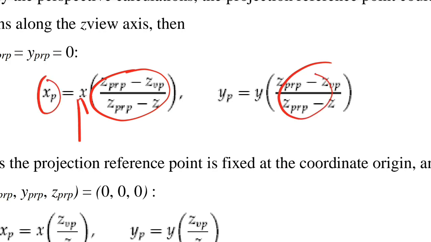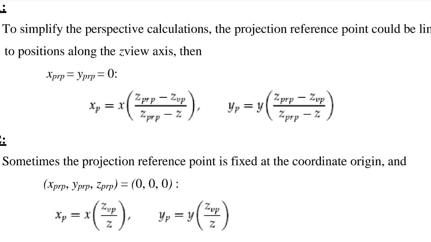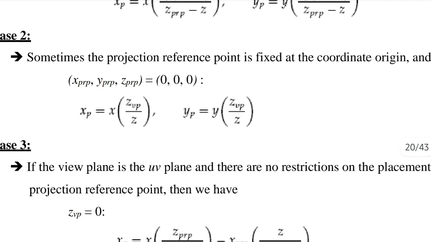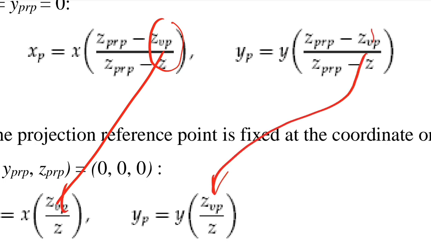For x, you write here x. If it's for y, you write here y. That's the first case, which is along the z axis. Then the next one is along the coordinates. In coordinates, you will just consider the second half of it: zvp by z. The same thing we will be writing here also. And y is y, x is x. That's all we want to write here.